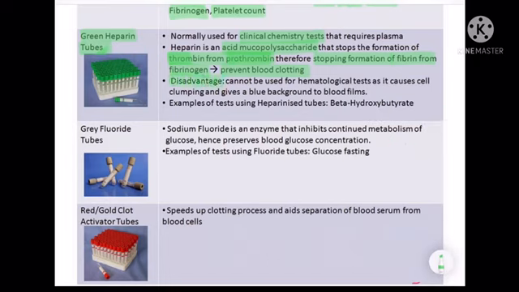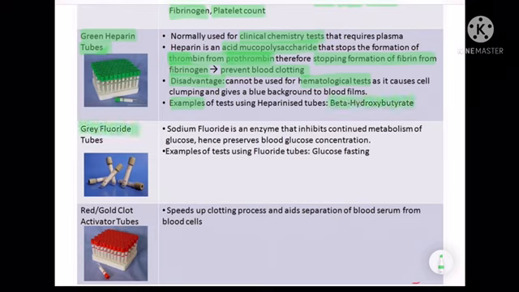The disadvantages are that it cannot be used for hematological tests as it causes cell clumping and gives a blue background to the blood film. The uses of this heparinized tube, as we said, are bone marrow tests and coagulation. It helps in beta hydroxybutyrate studies.